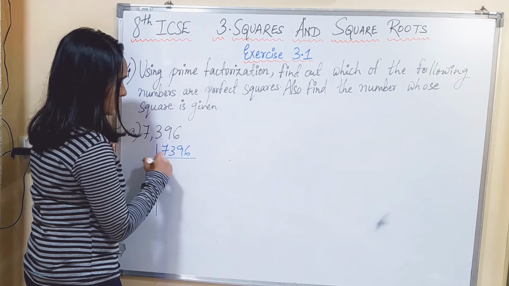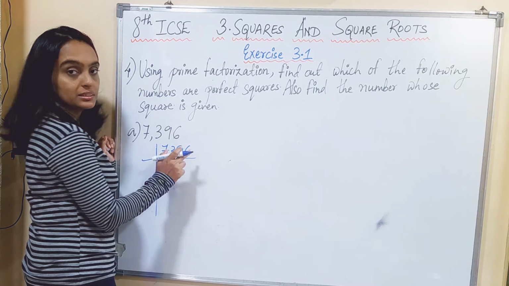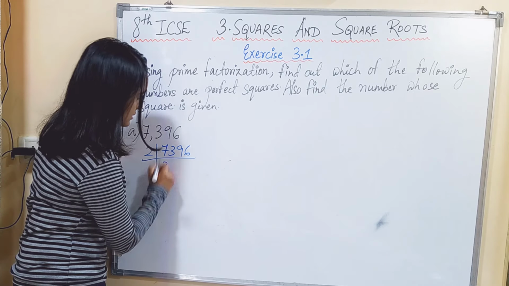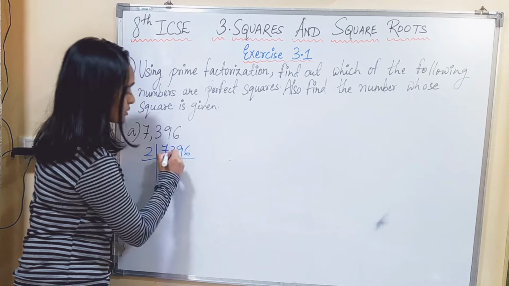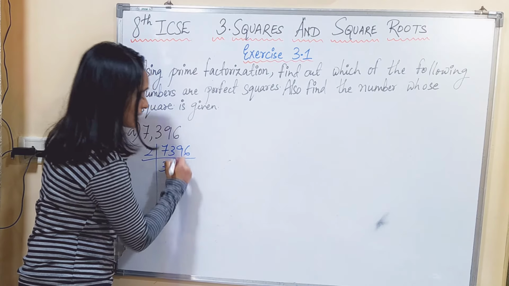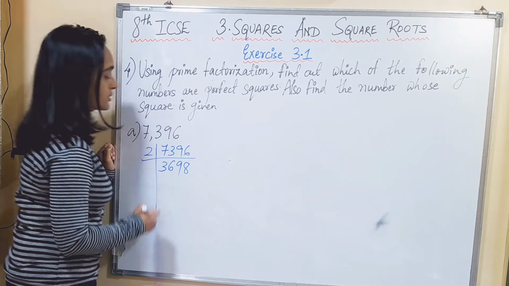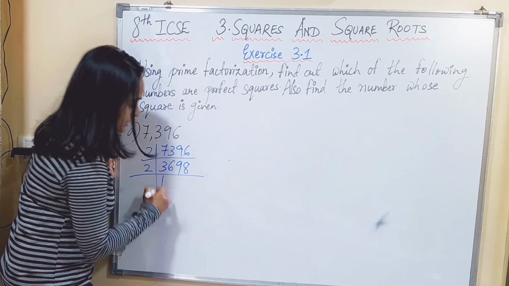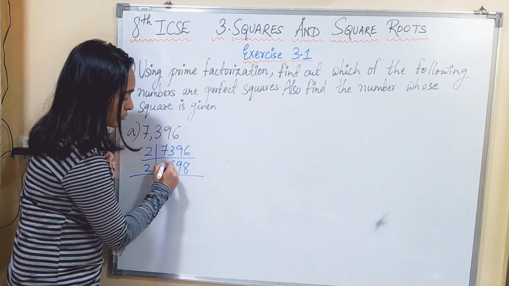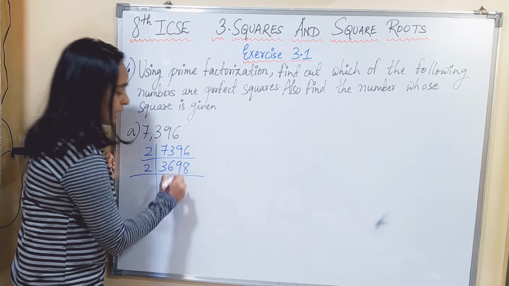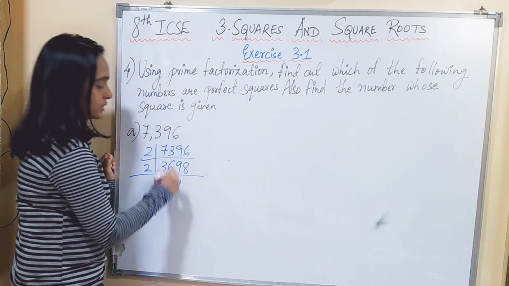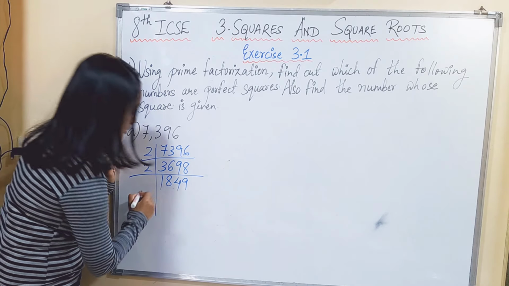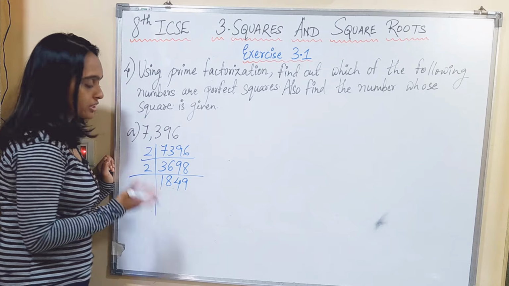7396. This number's units place is 6, so it is divisible by 2. So 2 3s is 6, then carry 1. 2 6s is 12, then carry 1. 2 9s are 18, and then 2 8s are 16. So again it is divisible by 2. 2 1s is 2, then carry 1. 2 8s is 16, and then 2 4s is 8, and then carry 1. So 2 9s is 18. Now this number is not divisible by 2.